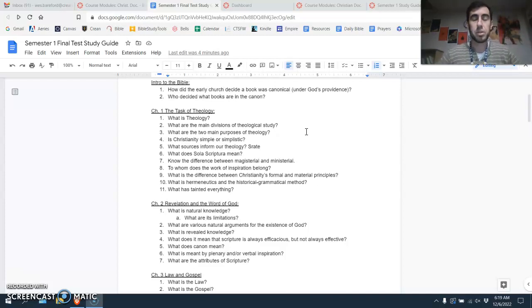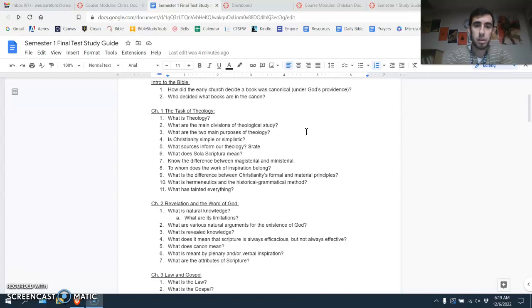Another division of theology is church history or historical theology. What has the church taught over the ages? And then finally, pastoral or practical theology. This is where our theology comes to life in our conversations and our relationships with others. What are the 2 main purposes of theology? To proclaim Jesus Christ and his gospel, and to grow in our knowledge and faith in Jesus. Is Christianity simple or simplistic? It is simple. Even a child can believe in Jesus and be saved. It is not simplistic. A person who's been a Christian their entire life has more to learn.